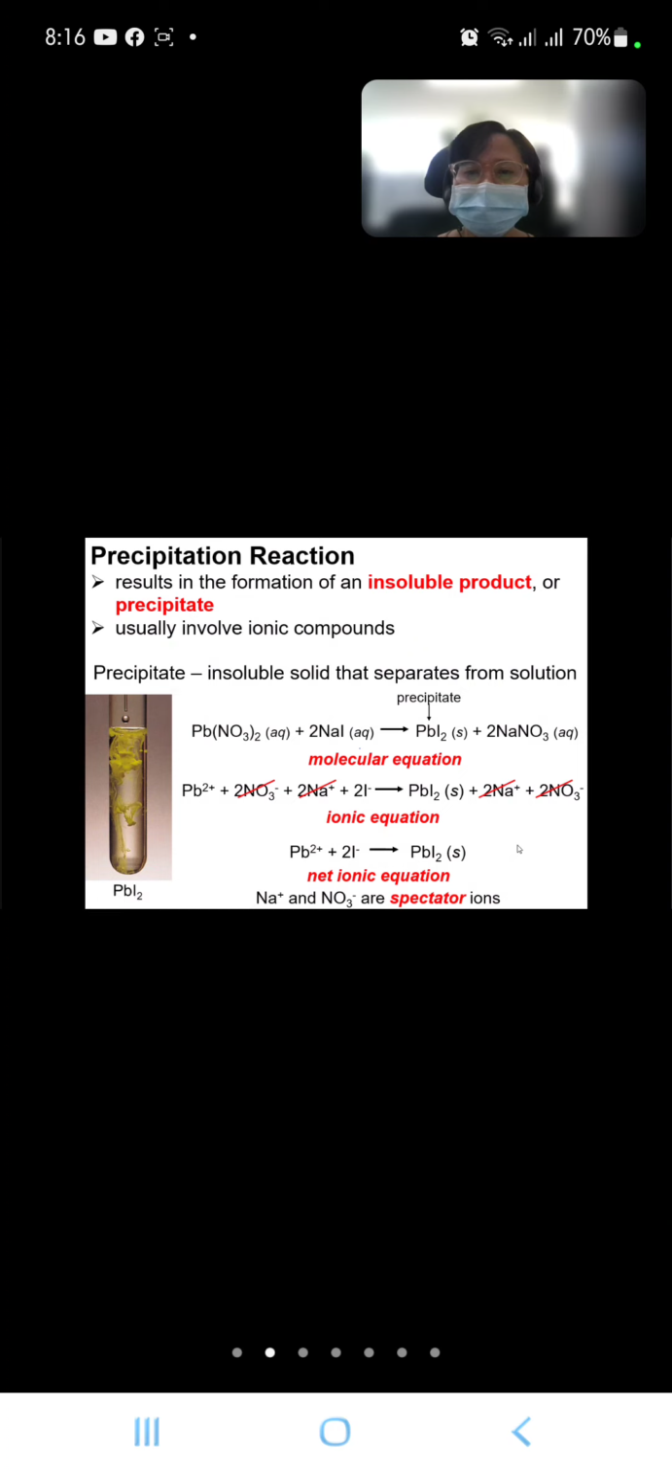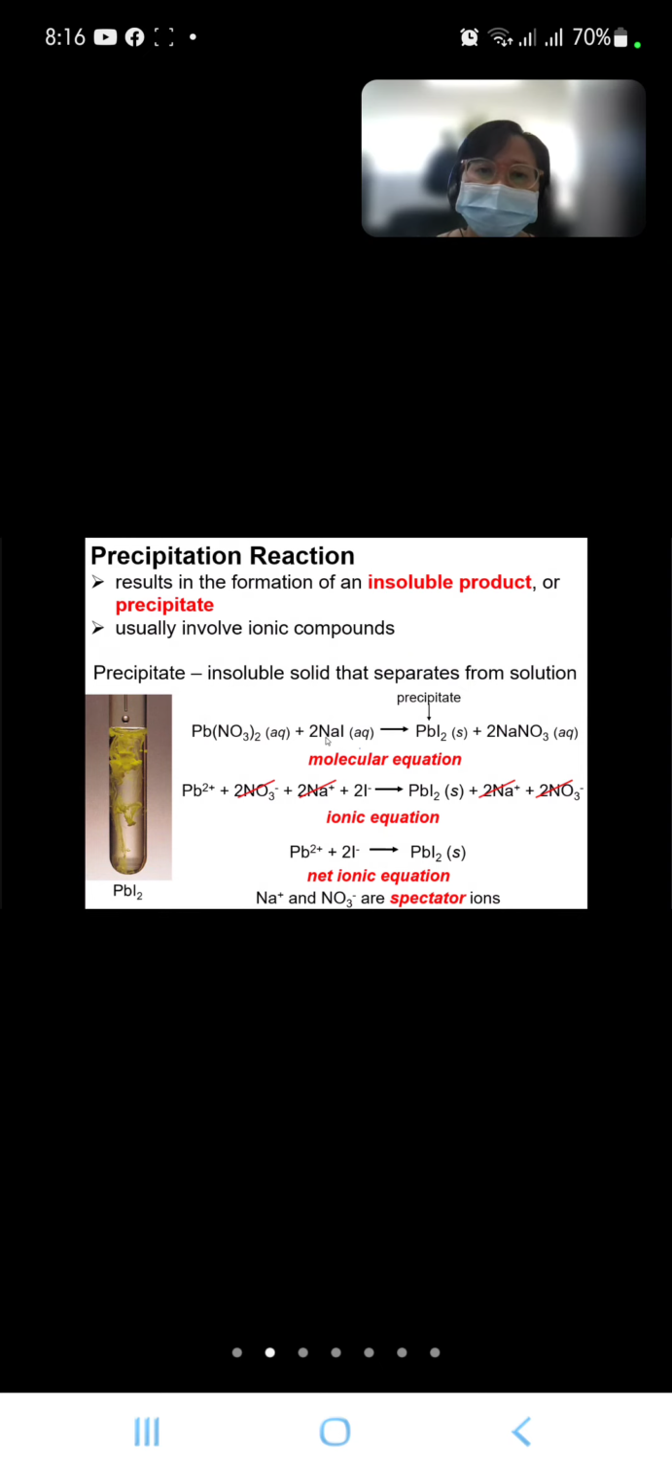For example, if you have aqueous lead 2 nitrate react with aqueous sodium iodide. Now, you might be asking, ma'am, why aqueous? Aqueous because this is already a solution. It is not solid. This is already dissolved in water. So we call it aqueous lead 2 nitrate, and this one is aqueous sodium iodide. These two solutions are allowed to react together by mixing.